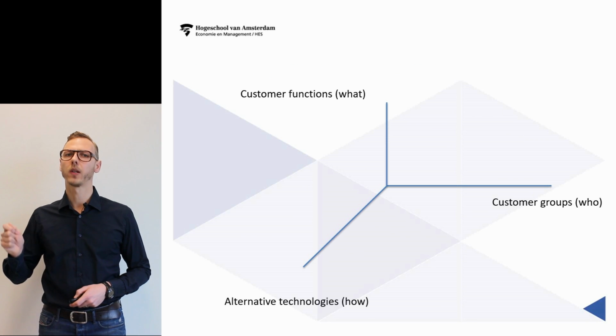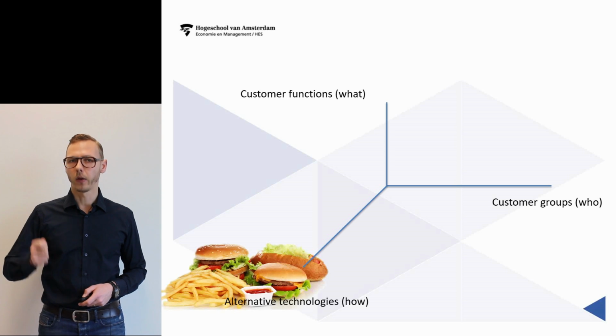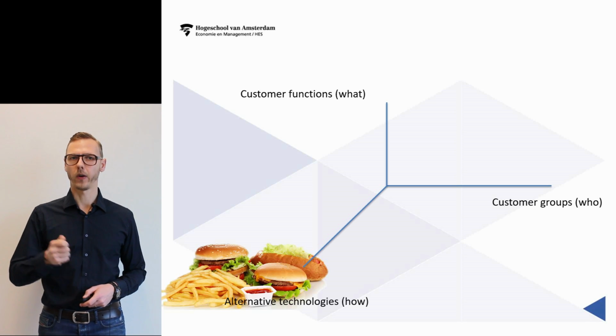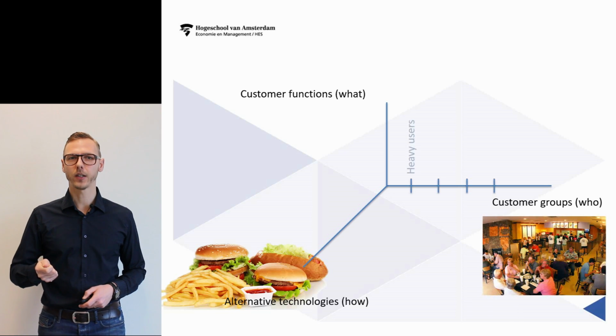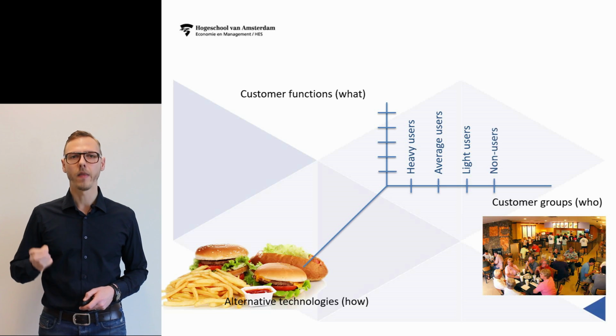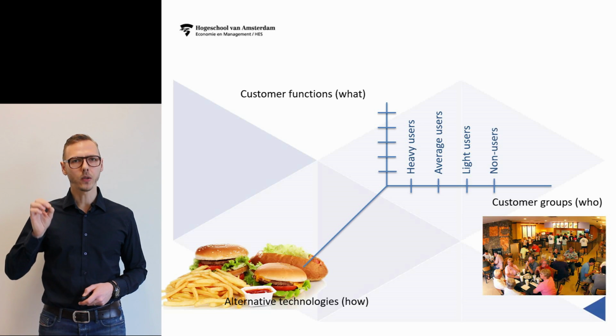So we have the customer groups. Let's use a fast food chain as an example, so a fast food restaurant. How could I segment my group for this fast food restaurant? We could use, for instance, heavy users, average users, light users, or even non-users. And you might wonder, why non-users? Because there are a lot of people that don't go to fast food restaurants because of their health or because of certain other reasons. So we should remember that there are also non-users.